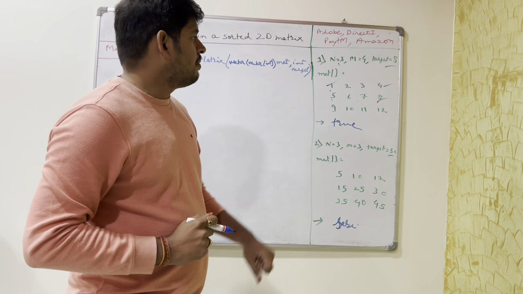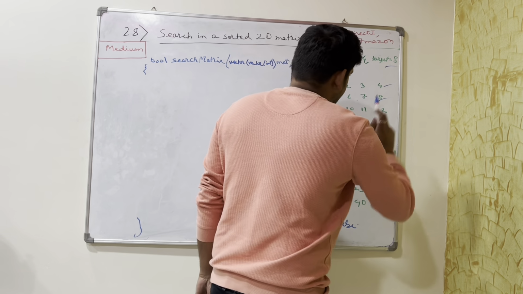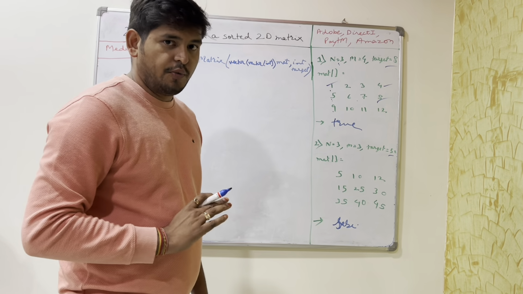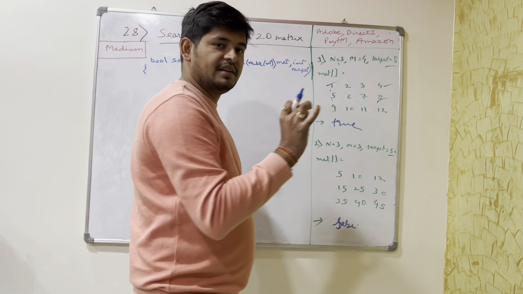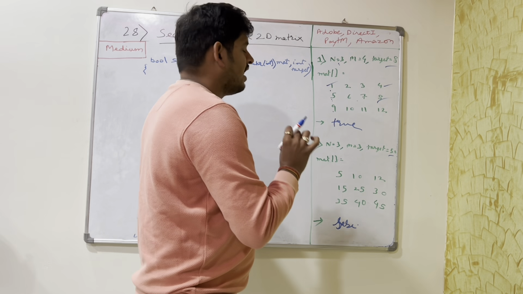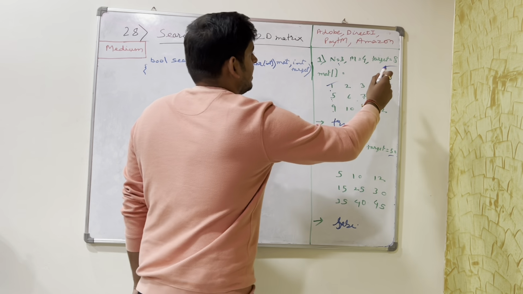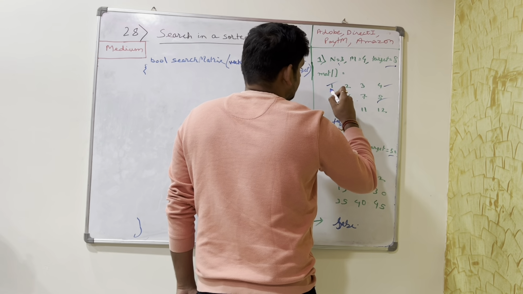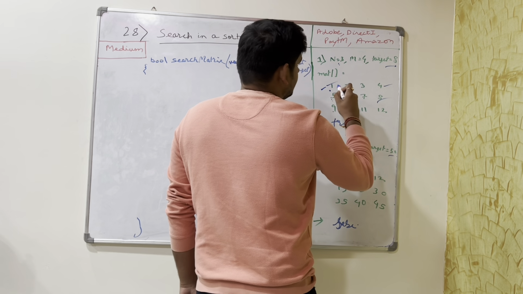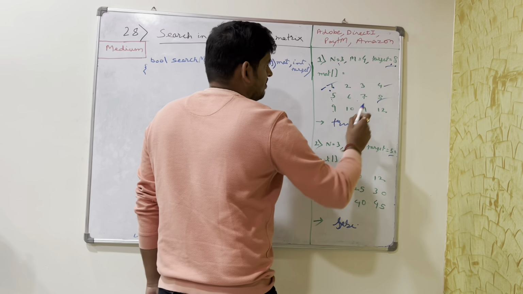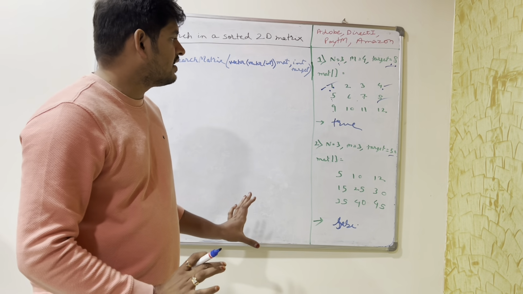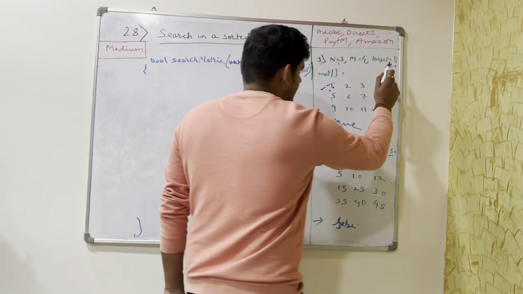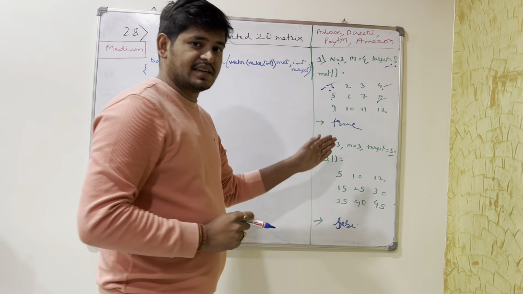But do we need to do a binary search on all the rows? We don't, right? We will come to know whether that element is present in the row or not. How will we come to know? For example, 8. If this element is present in this row, then this 8 must be greater than 1 and lesser than or equal to 4, right? Then only it is possible that this element is present in this row. But in this case, it is not.